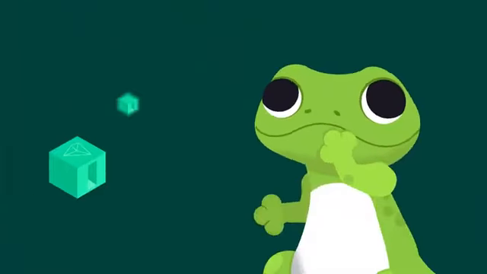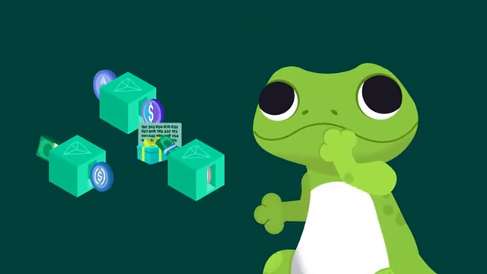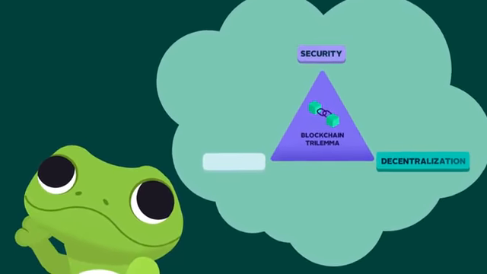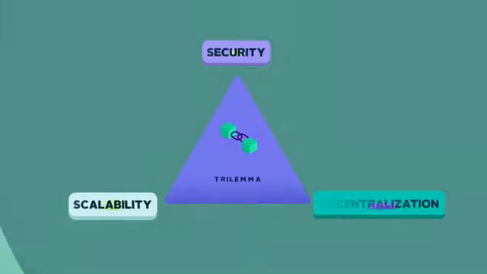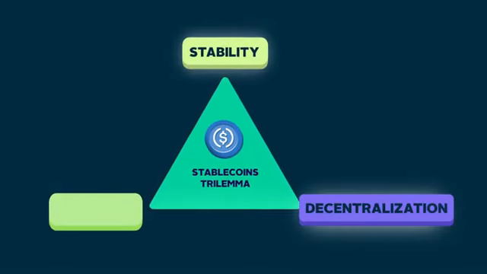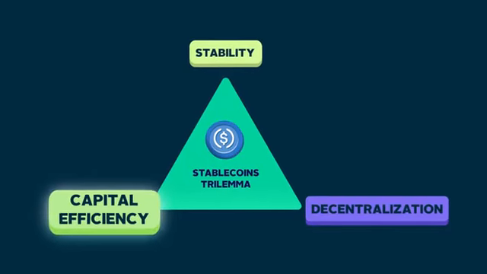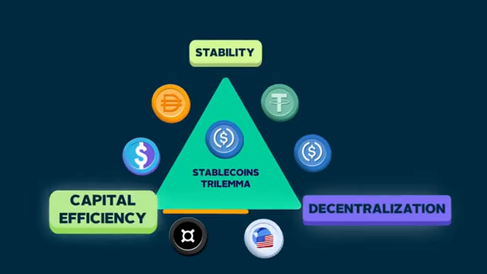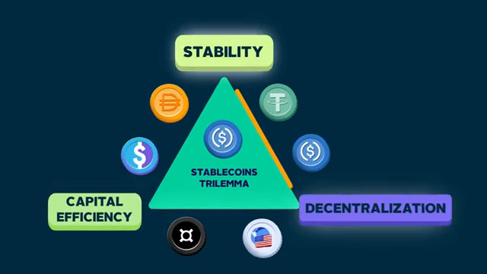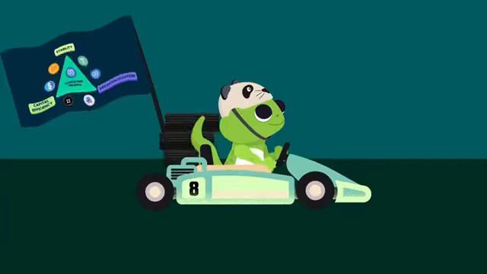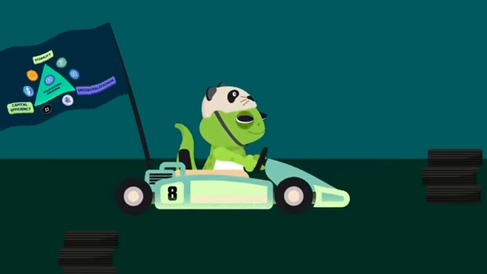If you're wondering why all the different designs, it's worth noting that, like the blockchain trilemma of security, decentralization, and scalability, stablecoins also face their own trilemma of stability, decentralization, and capital efficiency, whereby any stablecoin design typically has to sacrifice one aspect to achieve the other two. So far, the race to create a stablecoin which effectively optimizes for all three is still on.